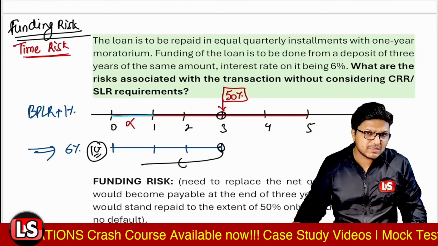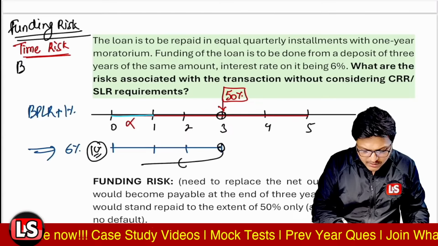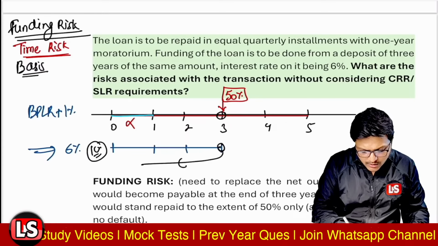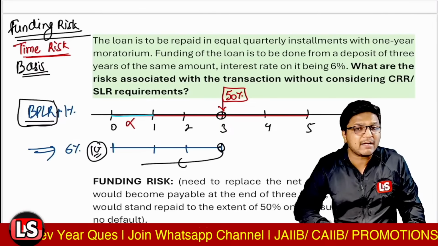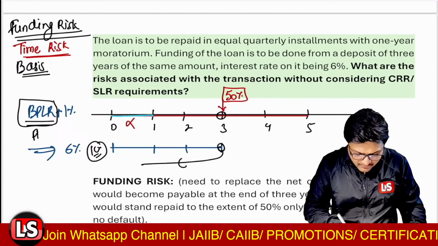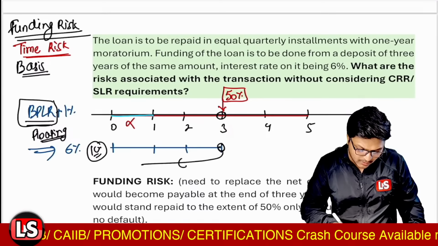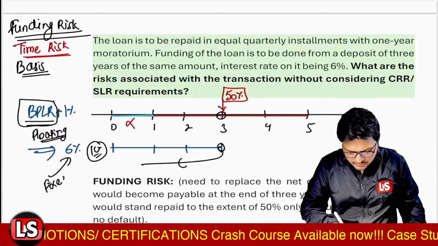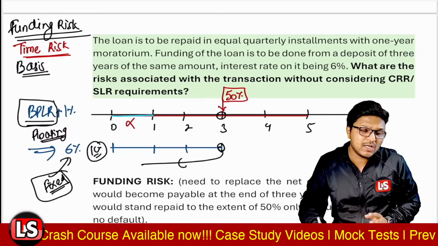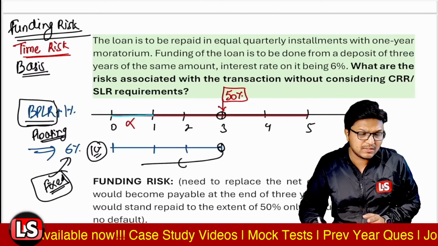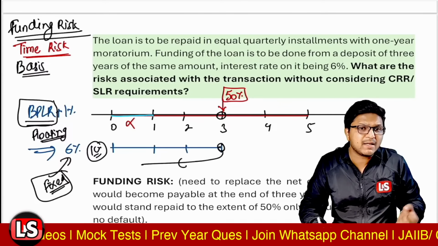The third type of risk that may be there is the basis risk, because we have sanctioned the loan based upon BPLR. BPLR is the benchmark prime lending rate, a benchmark rate that we are using. So it's a floating rate we are charging on the loan, but on deposits we are paying a fixed rate of interest. So when the BPLR changes, the interest will change. Let's say BPLR reduced.